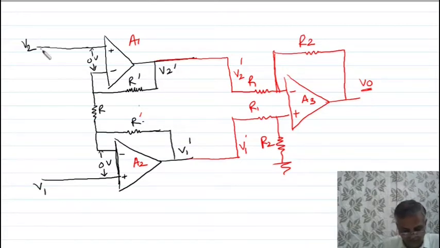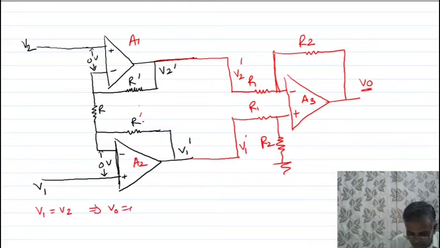When V1 and V2 are equal, this potential and this potential are equal, so the current passing through this R and R dash is 0. As a result, this input is 0, and as a result the output is 0. Now suppose V1 is not equal to V2, then what will happen? When V1 is equal to V2, we have written that the output is 0.